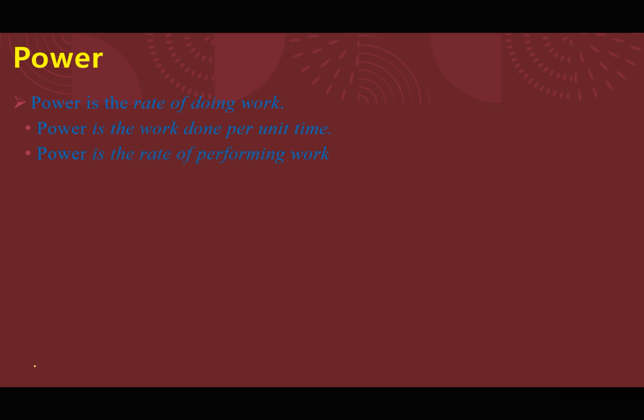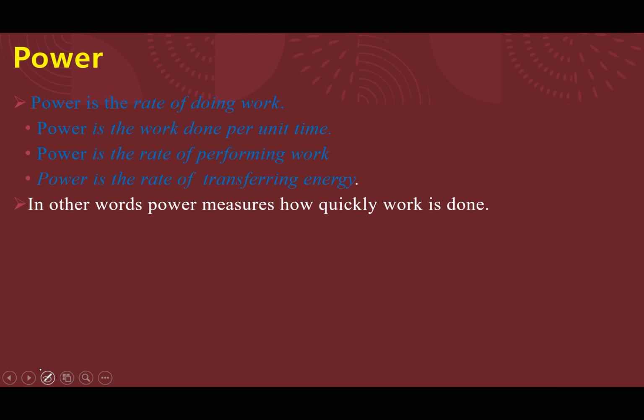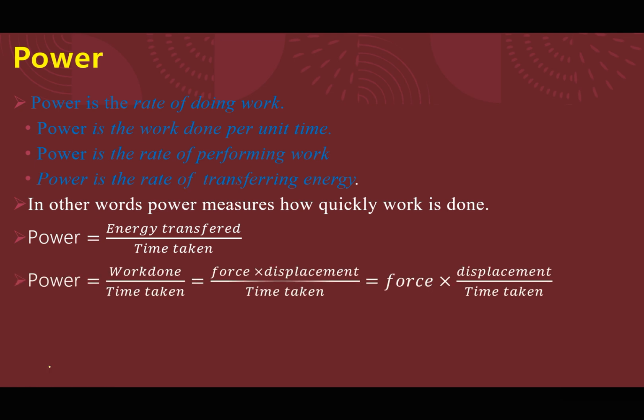Since we said work is energy in transit, we can also say power is the rate of transfer of energy, or the rate of transferring energy. In simple terms, power is a measure of how quickly work is being done. So we can put all these definitions in formula so that in calculation we know that power can be written as energy transferred over time taken, that is the rate of transfer of energy. Or we can say power is the work done per unit time, that is work done divided by time taken.